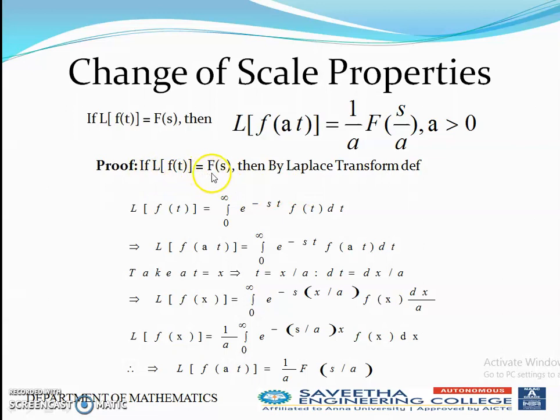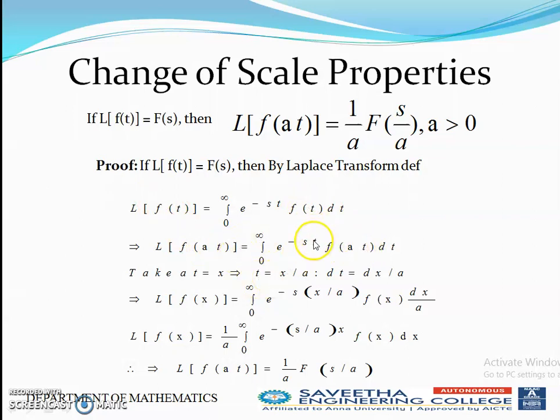If L of f of t equals F of s, then by the Laplace transform definition we know that L of f of t equals integral 0 to infinity e power minus st f of t dt. This is already a basic formula in Laplace transform. Using this formula we can derive the change of scale property. So here we replace t in terms of at, similarly f of t in terms of f of at. Don't replace the exponential function here.